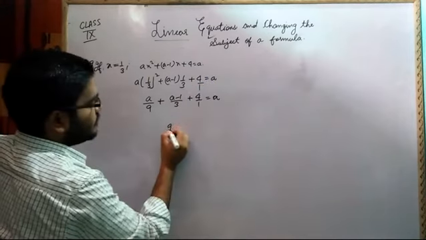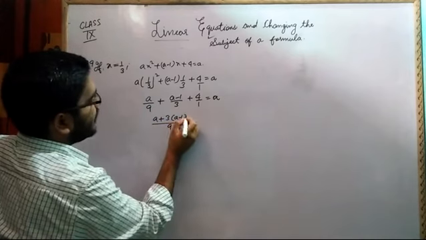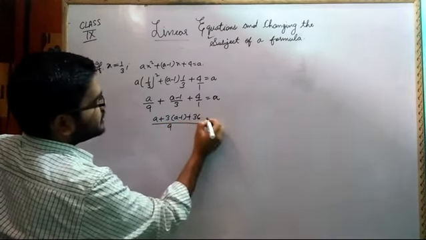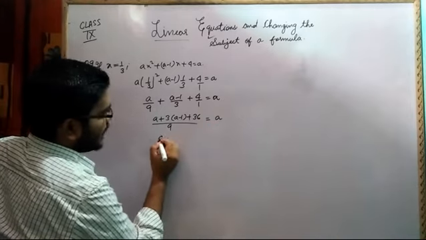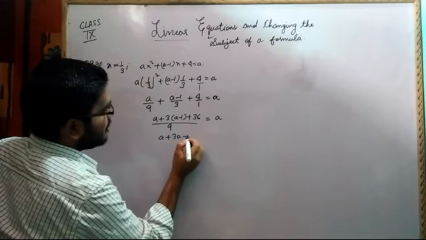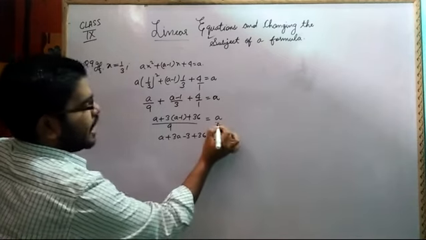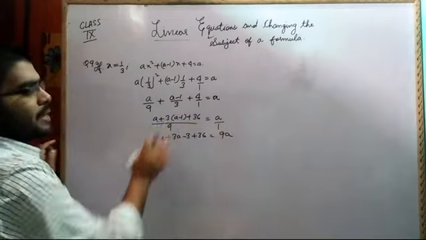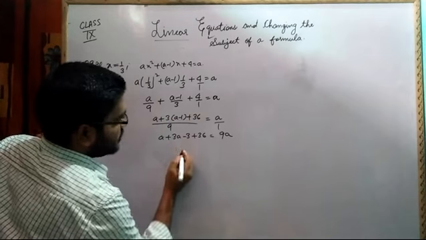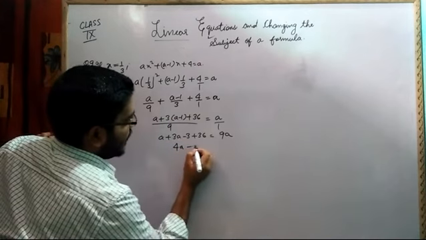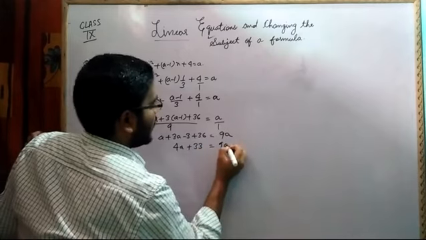Take the LCM. LCM will be 9. So it will be a plus 3 into a minus 1 plus 36 is equal to 9a. Now you open this bracket. a plus 3a minus 3 plus 36 is equal to 9a. I have done the cross multiplication plus opening the bracket simultaneously. Now a plus 3a is 4a, minus 3 plus 36 is plus 33, is equal to 9a.